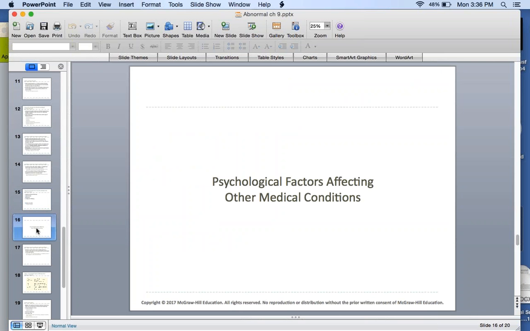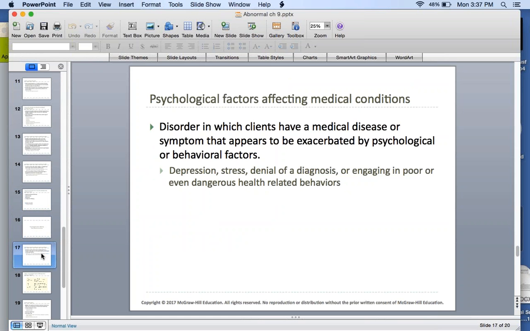So the last thing that we have are psychological factors affecting other medical conditions. Okay? So this is a disorder in which clients have an actual real medical disease or symptom that seems to be worse because of psychological or behavioral factors, right? So depression makes the pain worse. Stress makes the pain worse. Denial of a diagnosis, and therefore not getting treatment when needed, makes the condition worse. Engaging in poor or dangerous health-related behaviors, so drinking or using drugs when you need to be taking care of yourself, getting up and going on a run every day when you need to be resting. I mean, that one's not as dramatic, but hopefully you get the point here.